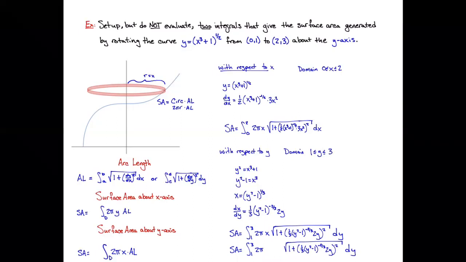For that, we go up here and say, oh, I see what x is. X was (y squared minus 1) to the 1/3 power. And there are our two integrals, both of which, if evaluated, would give the surface area, neither of which I particularly want to evaluate. They both look pretty messy. But the good thing is, this problem just asked us to set it up. Thank you very much. See you in the next lecture.